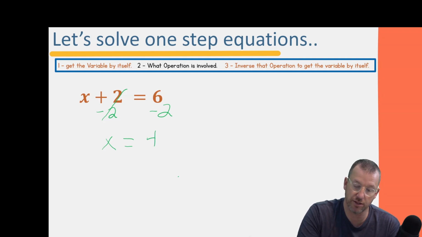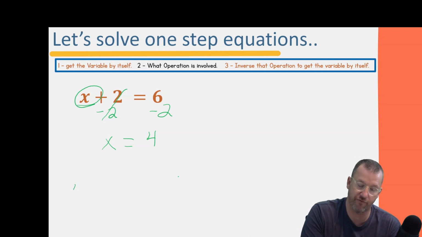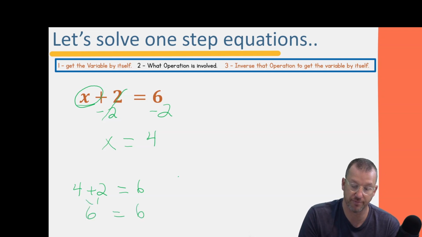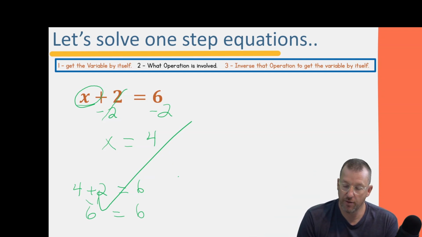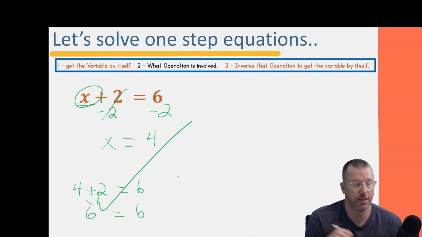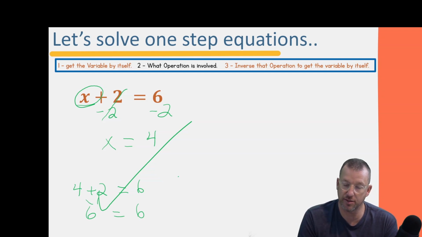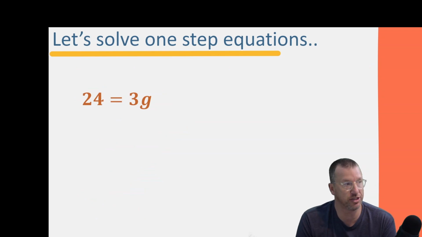Let's check our work to see if it makes sense. Let's go back and plug in our 4 where that x was. So 4 plus 2 equals 6. What's 4 plus 2? It's 6. 6 equals 6. We are correct. Okay, so for the addition problem, we use the inverse operation, which is subtraction. The last problem was subtraction, so we use the inverse, which is addition.